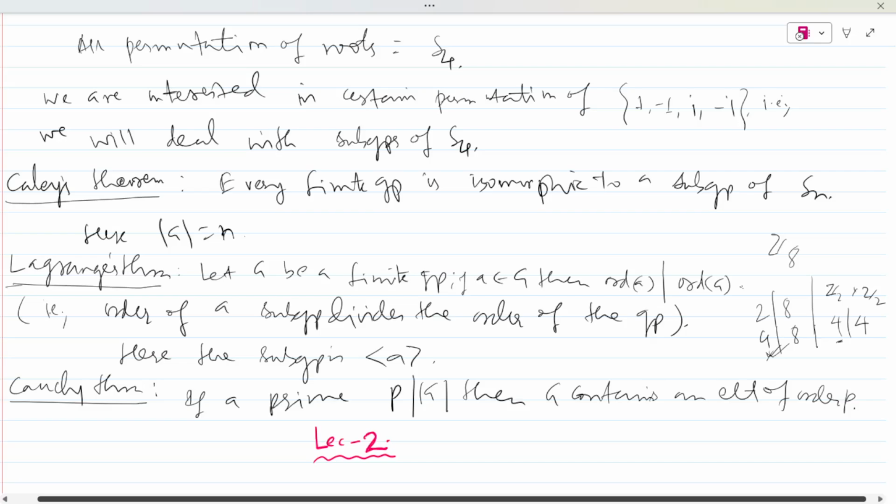Okay, so these were the basics of group theory. It will be helpful in our study of Galois theory. Okay, thank you.